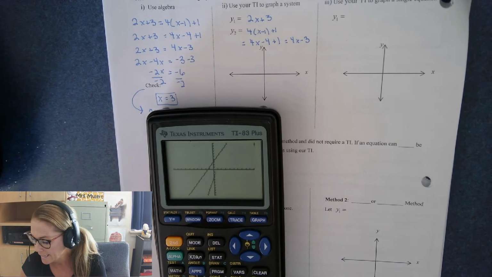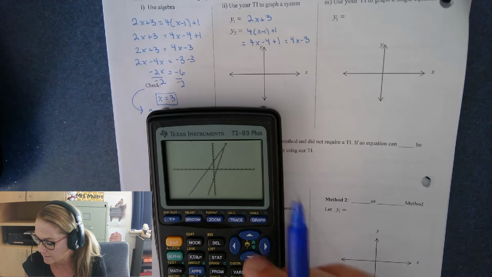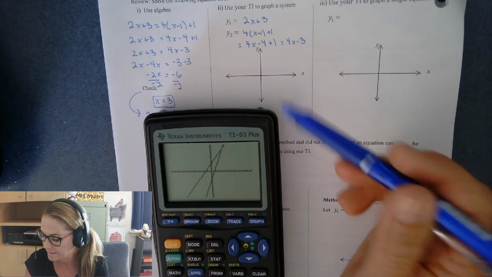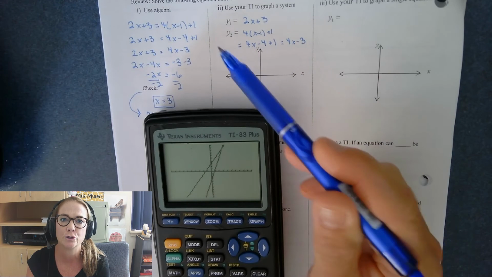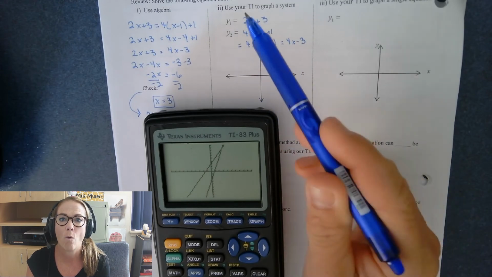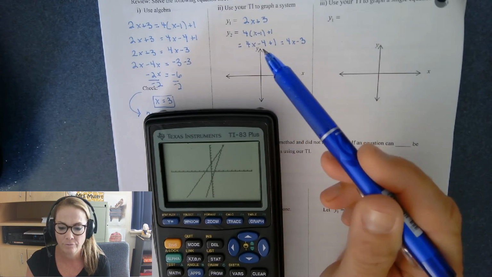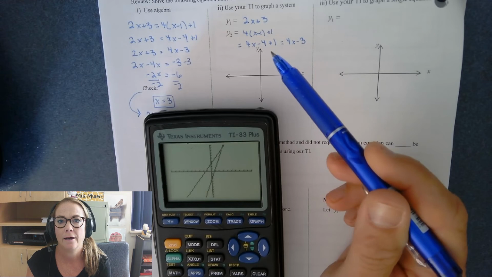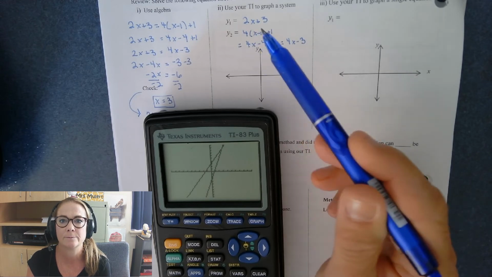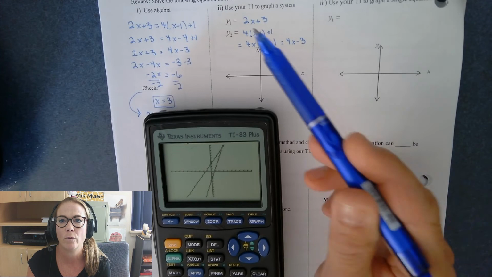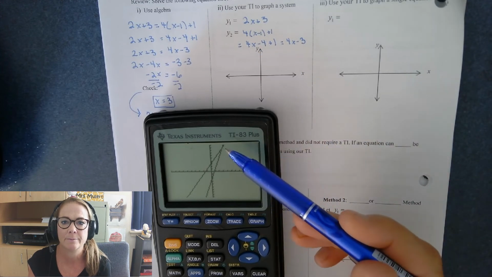All right? And so you're going to see right there that what you're asking the calculator to show you is for what x value do these graphs intersect, the 2x plus 3 and the 4x minus 3? At what x value do they intersect? So it's going to be right here, okay?